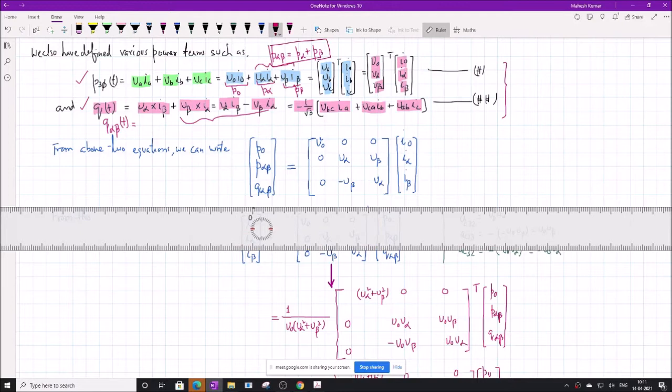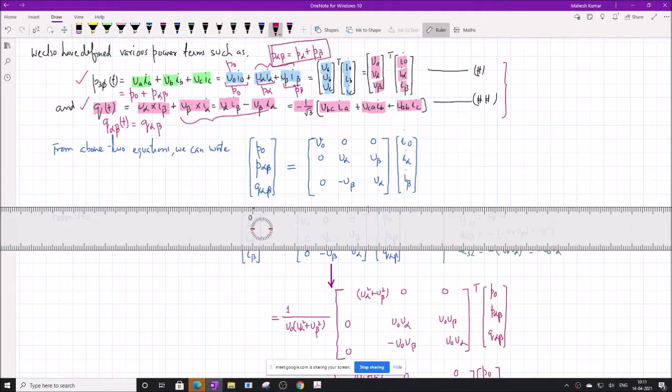And P0 is separate here. This is P0. So the three-phase power can therefore be given as P0 plus P alpha beta, and this is nothing but Q alpha beta. Q total is the same as Q alpha beta. So this must be remembered very well, because this will be used later on. So this P0 is nothing but V0 into I0.